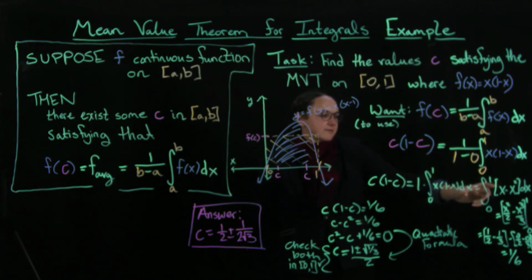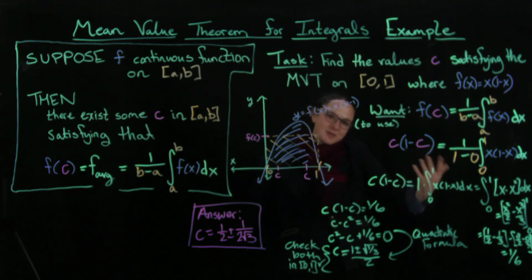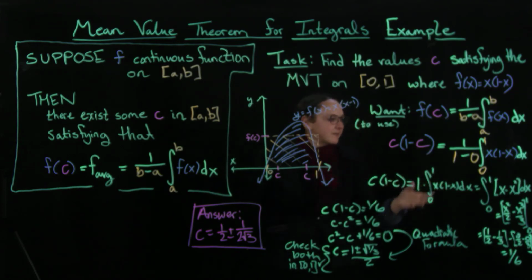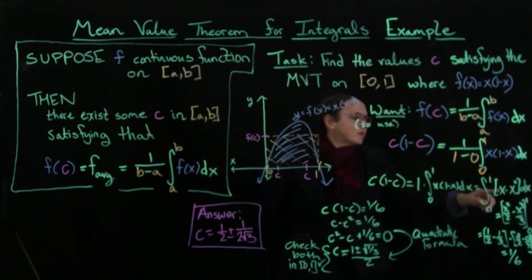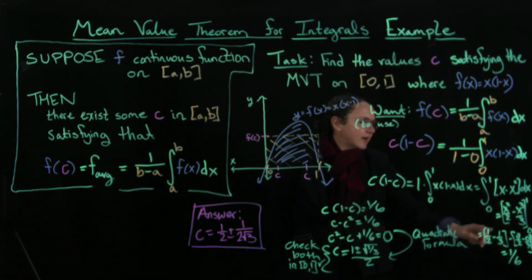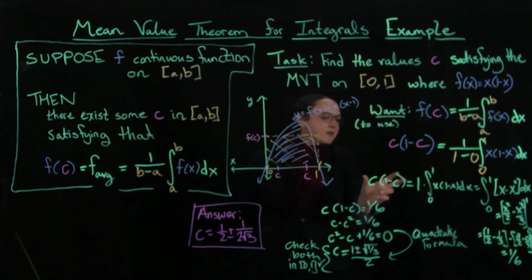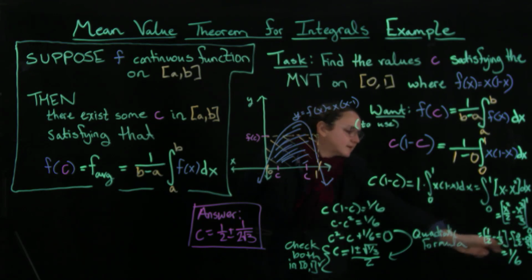Now I start to integrate. Why did I multiply this out? Because it becomes a polynomial, and then it's easy to deal with. Now we're taking antiderivatives, so I have x squared over 2 minus x cubed over 3, and I have to evaluate that at both 0 and 1. So 1 squared gives me 1, 1 cubed gives me 1, so I have 1/2 minus 1/3. Then I subtract off applying this whole thing to 0, so I get 0 over 2 minus 0 over 3, which gives me 1/6. So now I have that c times (1 minus c) is going to equal 1/6.